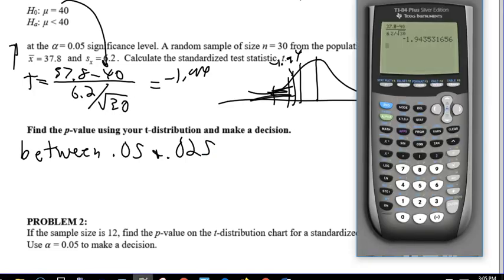So if I take your calculator, hit the second button, the bars over here by clear. Second bars. In blue above it, it says DISTR. Now you're going to hit 6. That's not the right one. Didn't do it. Second bars. There we go. 6. We're looking for TCDF.